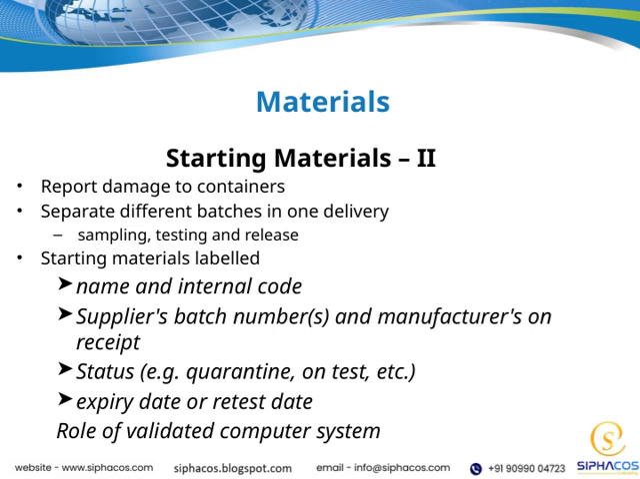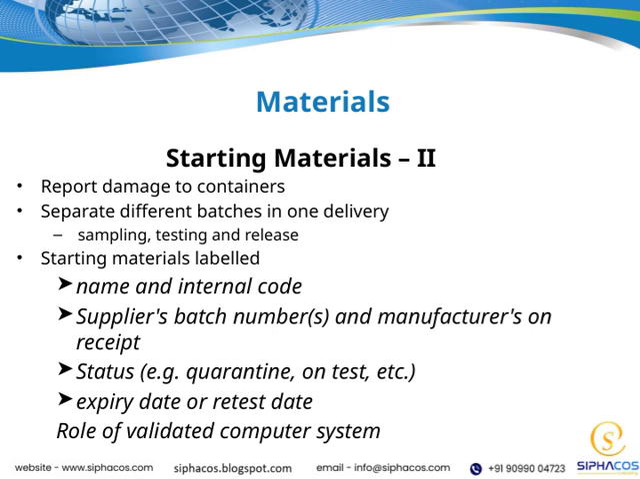Sampling, testing, and release are key steps before materials can be used in production. We have to carefully take samples, perform the necessary tests, and only release materials that meet our quality standards. All starting materials should be properly labeled with essential information, including the name and an internal code. This makes identification clear and reduces the risk of mix-ups.